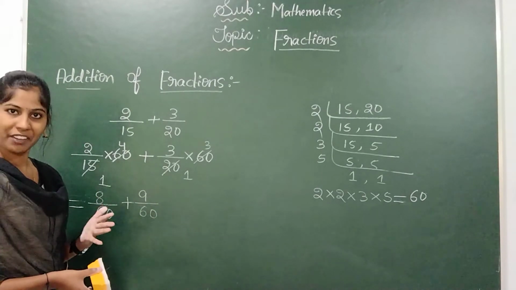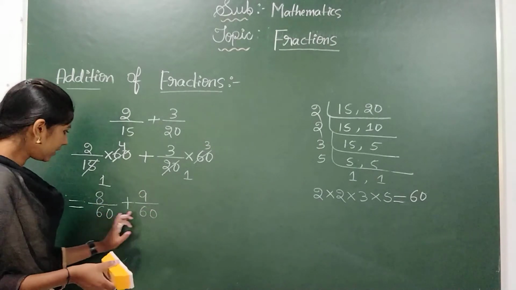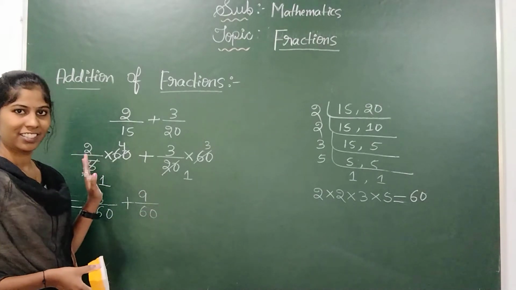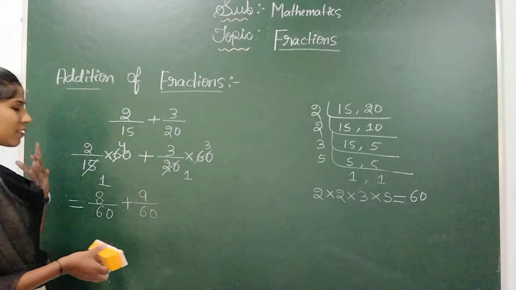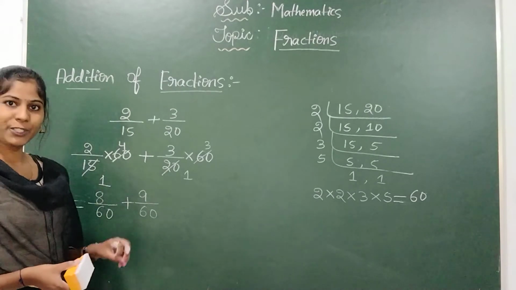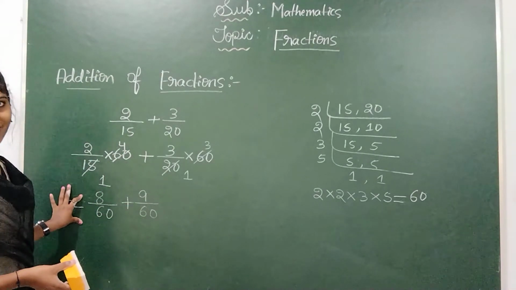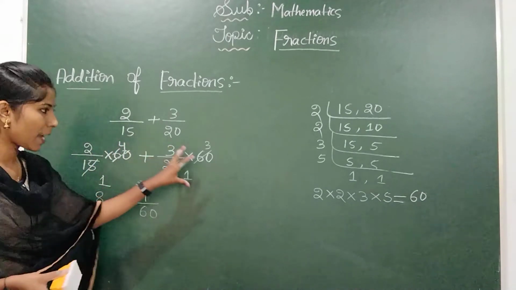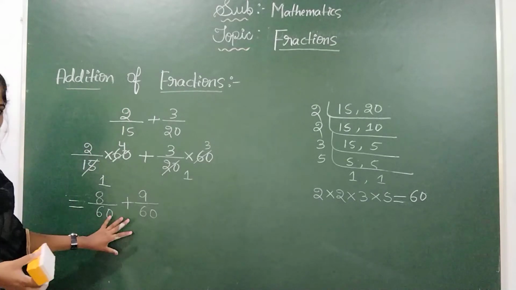How can you add like fractions? Add the numerators, and write the denominator as it is. So these are all the steps. It is very easy to convert unlike fractions into like fractions. These are all the steps to make the given unlike fractions into like fractions.